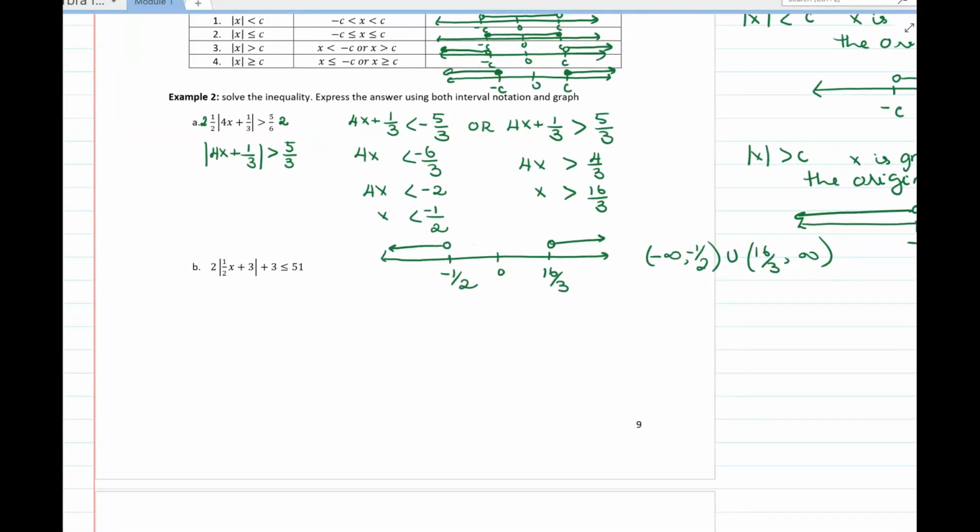For the next problem, 2 times the absolute value of 1/2 x plus 3 is less than or equal to 51. I'd like you to try this example on your own and present the complete solution in the discussion board.